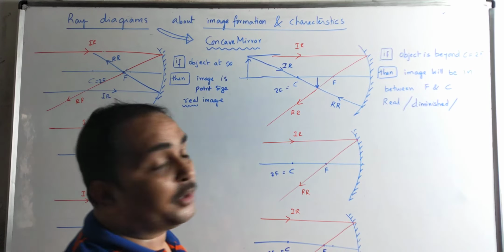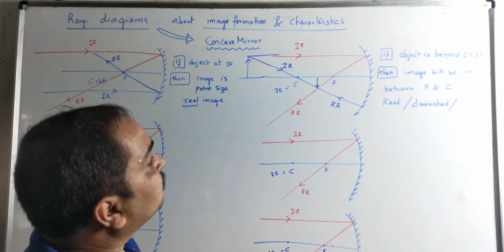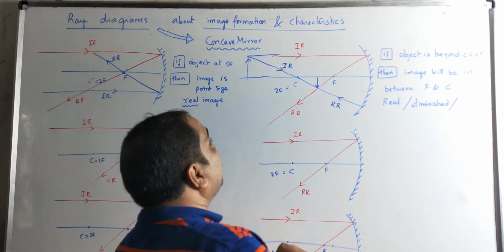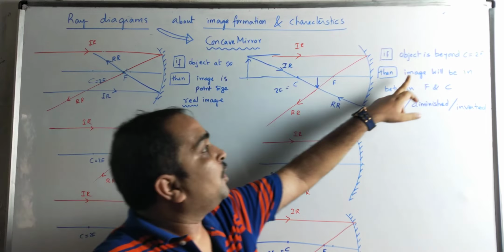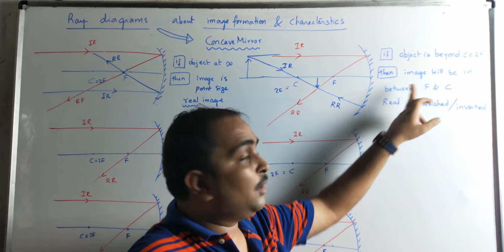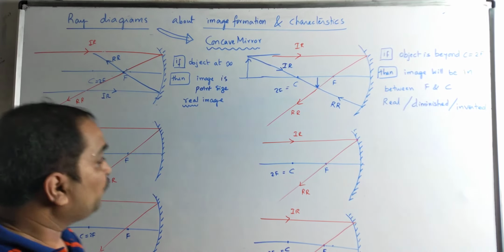And what else can you tell about its characteristics? And this is upright, this is like this, so it is inverted. So what is a ray diagram? We talk about image formation and its characteristics. So image formation, where it is formed, what kind of image it is, and what the characteristics are, all those things we have written there.